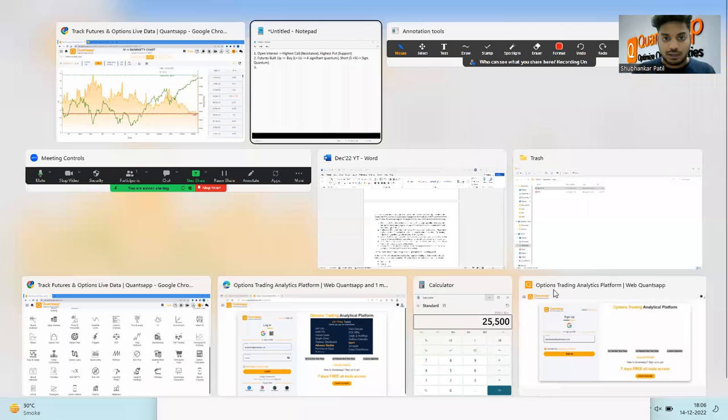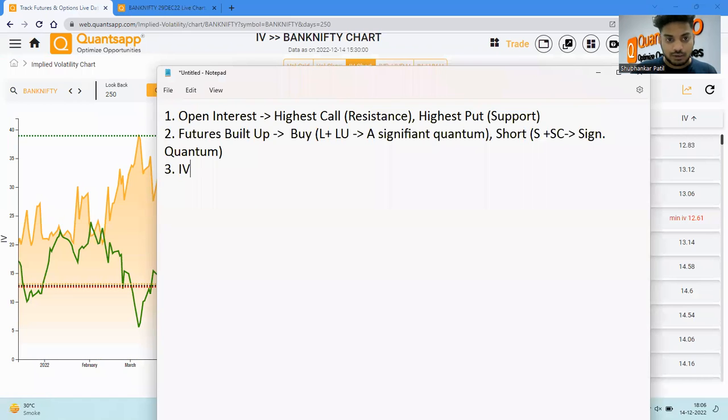So the third indicator of ours is IV. If the IV is low, you will consider buying options, which means if you are bullish, you will buy a call. If you are bearish, you will buy a put. So you will buy options.